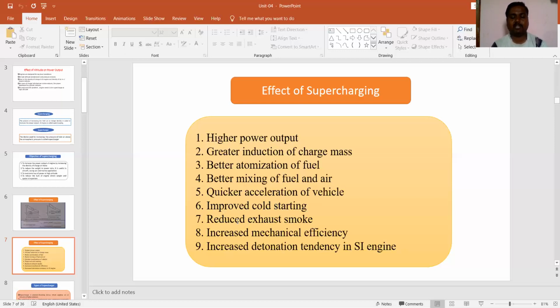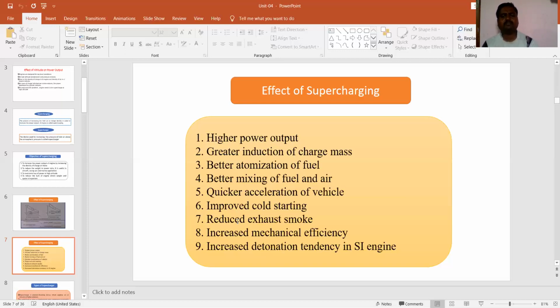Next one is increased mechanical efficiency. If you use the supercharging concept, there should be an increase in mechanical efficiency. Generally mechanical efficiency depends on two powers, that is brake power and indicated power. Brake power means the power which is available at the output shaft, and indicated power means the power developed at the engine cylinder. Mechanical efficiency is the ratio of brake power divided by indicated power.